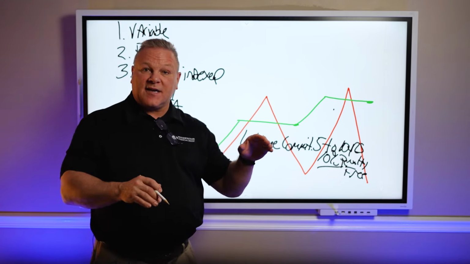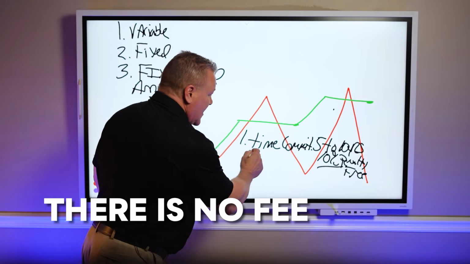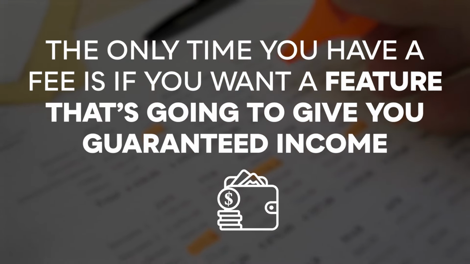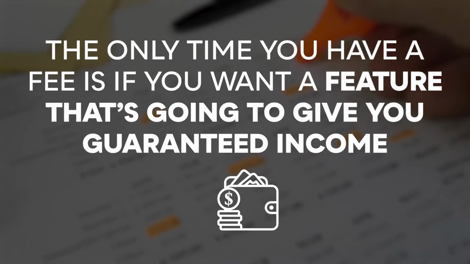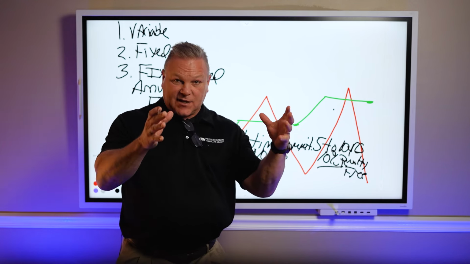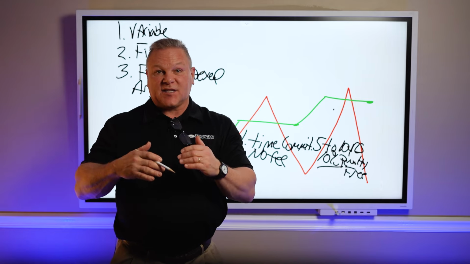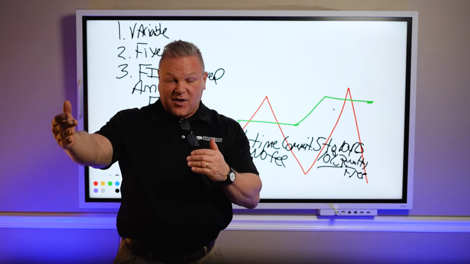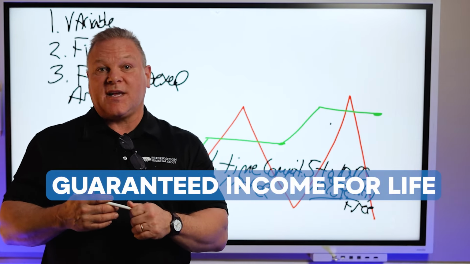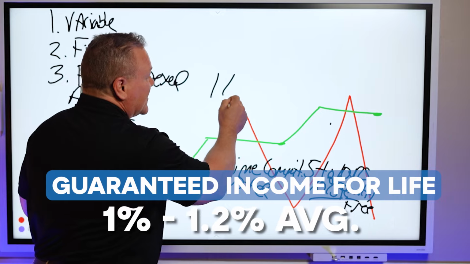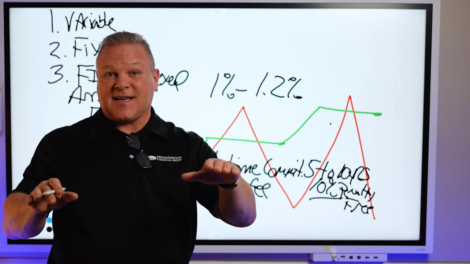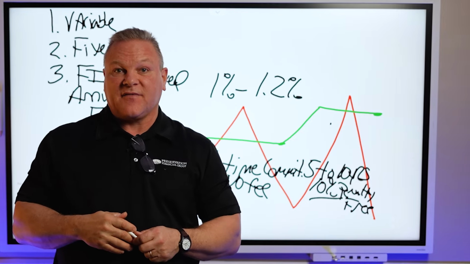But when you have an account like this, generally speaking, there is no fee in most of these accounts. The only time you have a fee in most of these accounts is if you want a feature that's going to give you guaranteed income like a pension. And then when you have that kind of benefit, where if you want to take a lump sum of money and make sure it never ends for as long as you live, and if you're married, for both of you, it turns into like a pension income. It's called guaranteed income for life. There is usually a charge for that of about 1% to 1.2% on average. But if you just have the account by itself, there is no fee in most of these accounts.